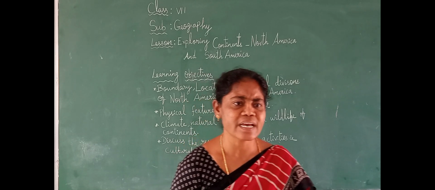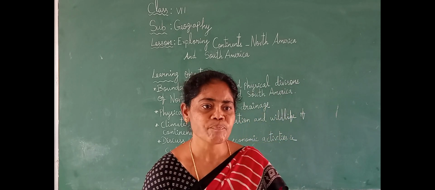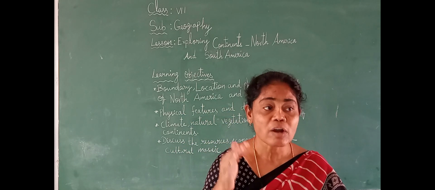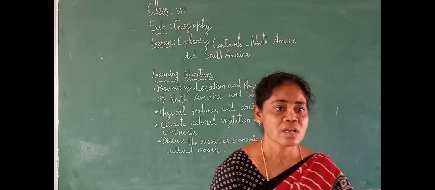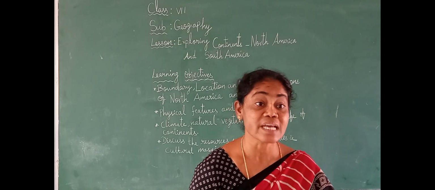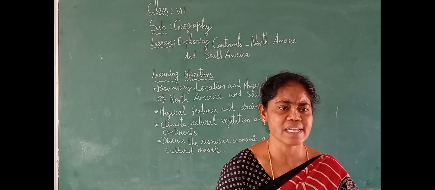Next we will see the physiographic divisions of South America. On the basis of topographic features, the continent may be divided into the following physiographic divisions: the Andes Mountains, the river basin or central plains, and the eastern highlands.